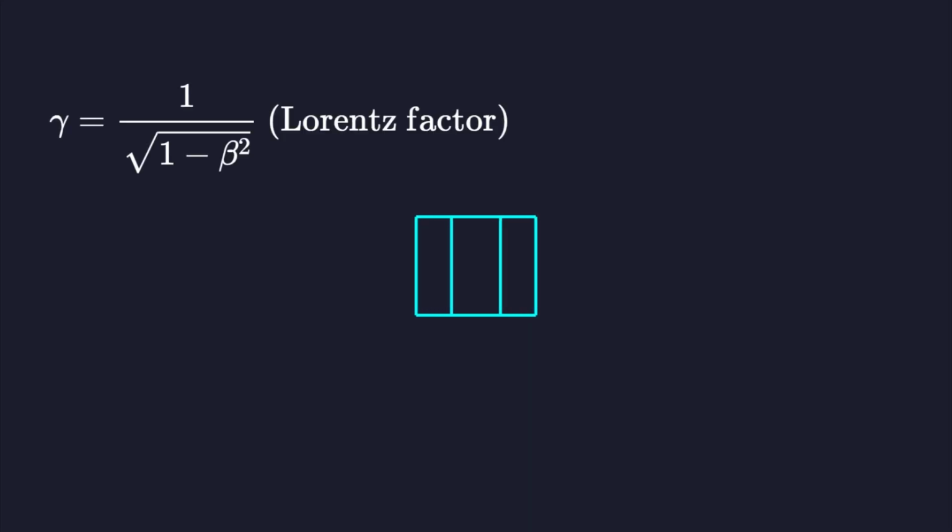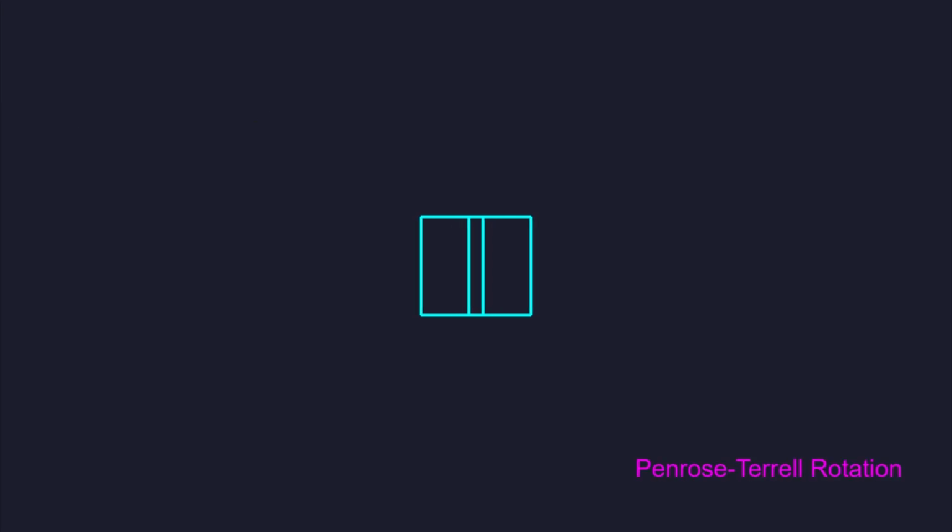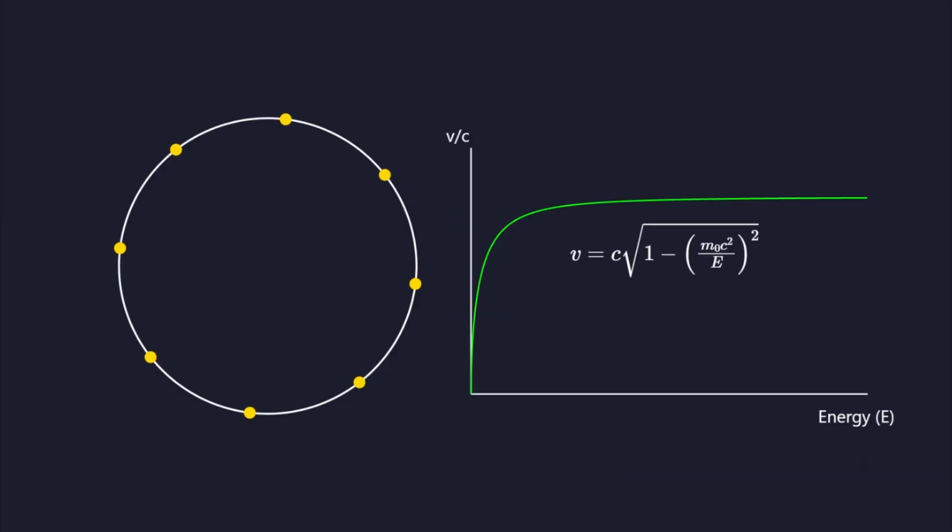A fascinating visual effect of the speed of light asymptote is Penrose-Terrell rotation. Instead of appearing flattened, a high-speed object appears to be rotated. This is because light from different parts of the object reaches the eye simultaneously.